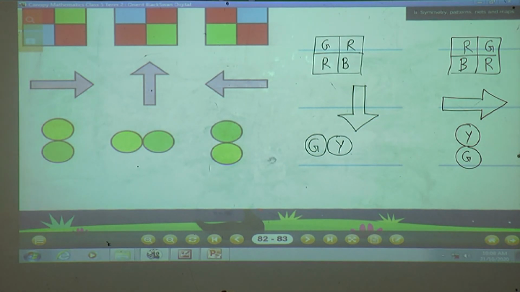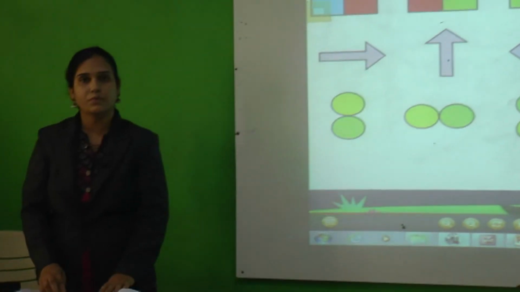Okay, now students, today we have studied about patterns, isn't it? So all of you understood patterns very well. Even we have studied about quarter turn and half turn also. Today we have studied about the figures. So in the next session we will study number patterns.